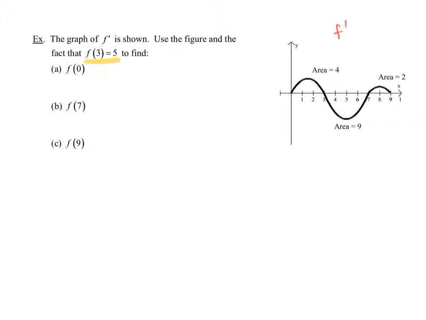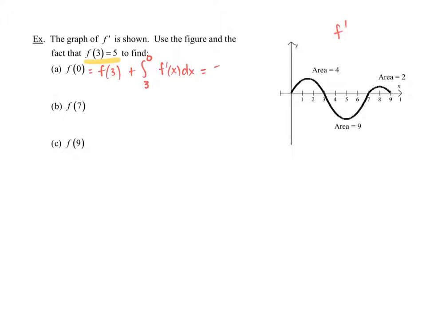So to find f of 0, I'm going to start from that given initial condition, f of 3, and then I'm going to add the integral of f prime of x dx. The given value is going to go on the bottom, so that's 3, and the one that I'm asked to find is going to go on the top, and that is 0.